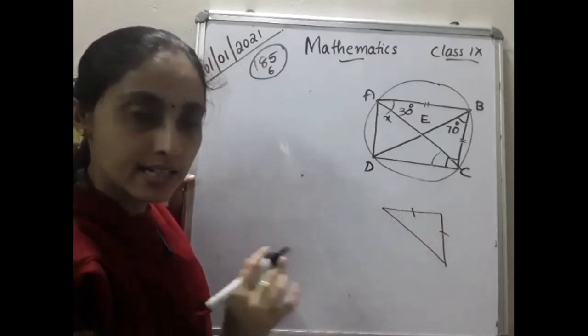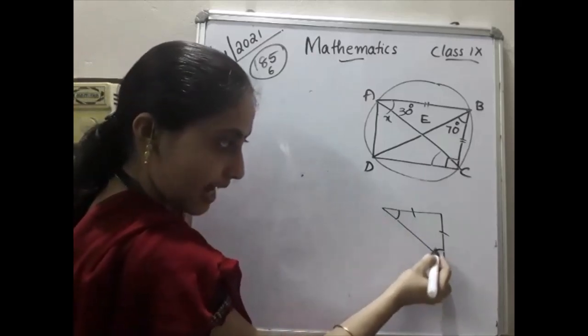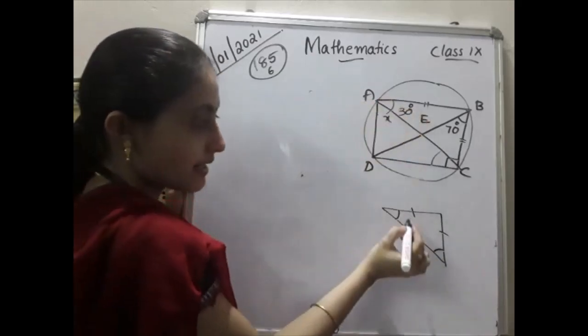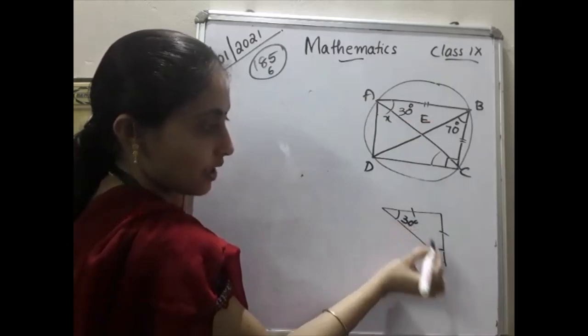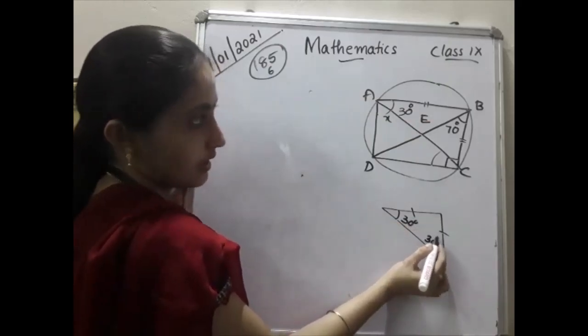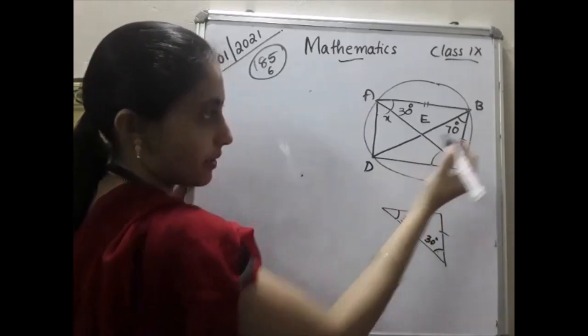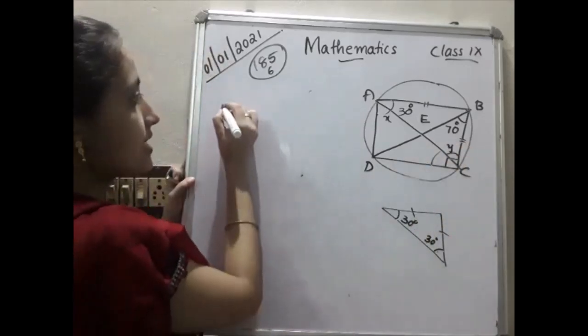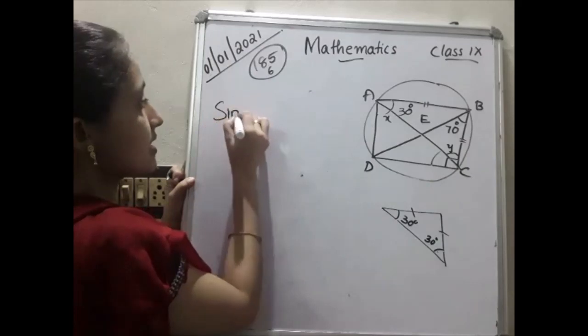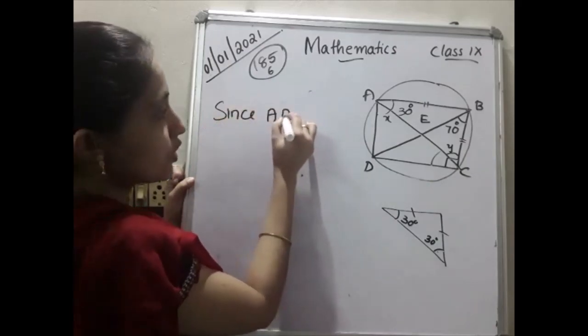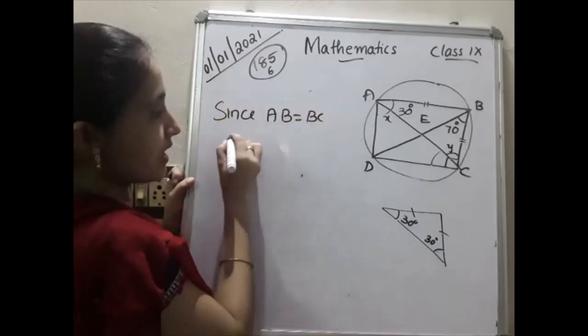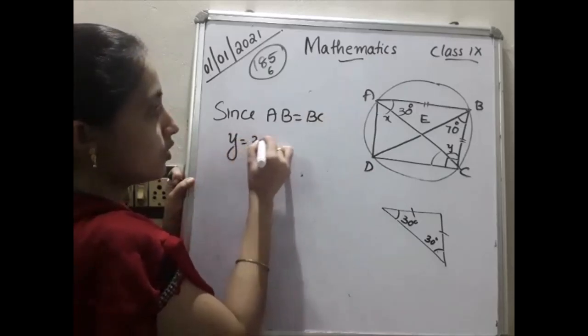So which angles are equal? This angle and this angle are equal. If this is given as 30 degree, then what about this angle? That is also 30 degree. Clear? So I will mark this angle as some y. Okay, so we can write, since AB is equal to BC, y will be equal to 30 degree.